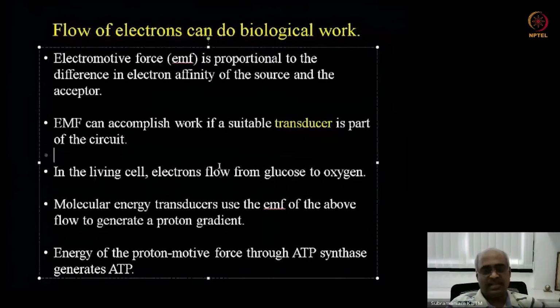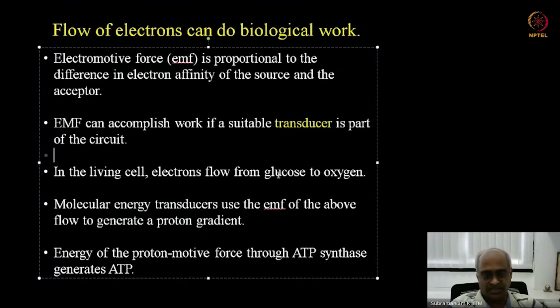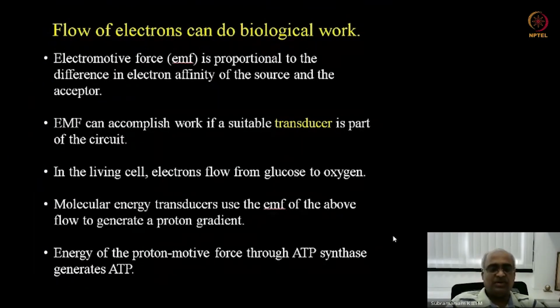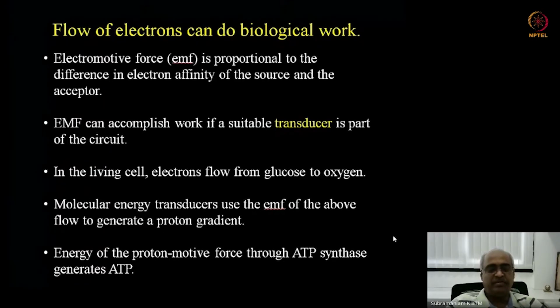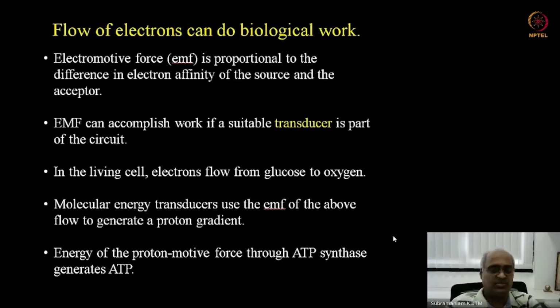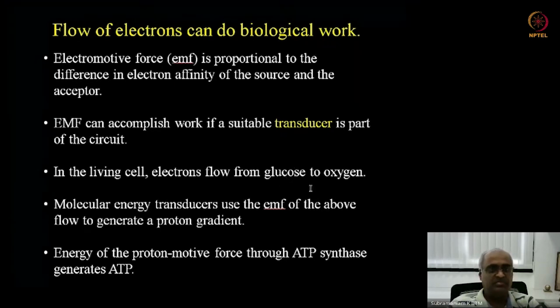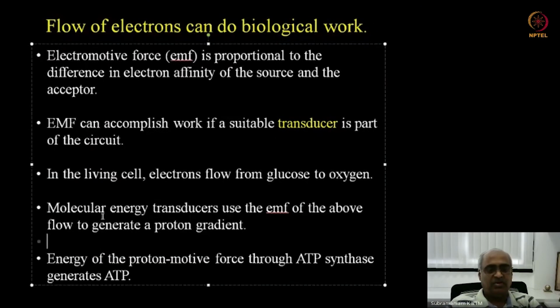So in living cells, this is one major example: electrons flow from glucose to oxygen. Oftentimes to discuss biochemistry, we keep our conceptual centering on carbohydrate chemistry, particularly glucose, because this is the major molecule involved, and the metabolic conversions of glucose are the best understood in terms of the mechanisms of enzymes involved, etc. And the molecular energy transducers use the EMF of the above flow to generate a proton gradient.